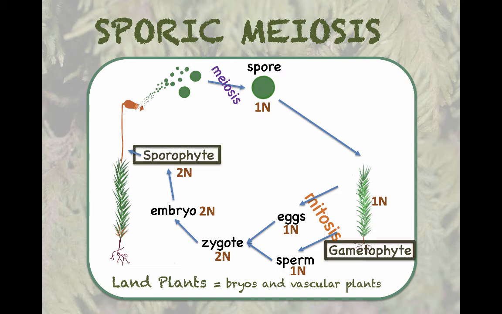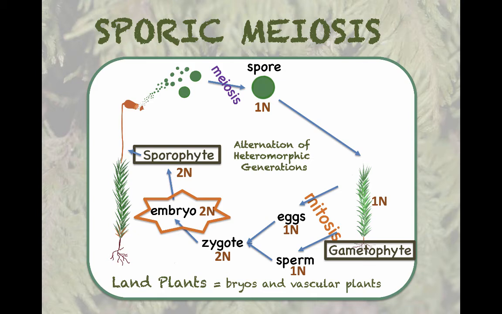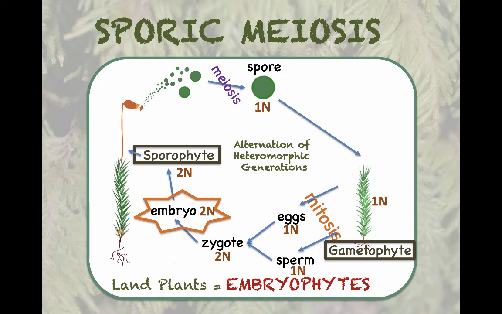We have our two different generations. We have our sporophyte and gametophyte. We have this alternation of heteromorphic generations, right? So that's important. Again, another important thing is that embryo. That's a new thing. So another name for land plants is embryophyte, okay? And that's actually most commonly used in the scientific community for land plants, is embryophyte.